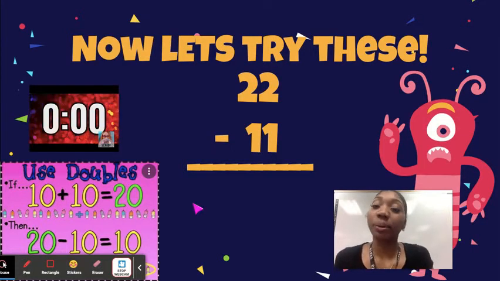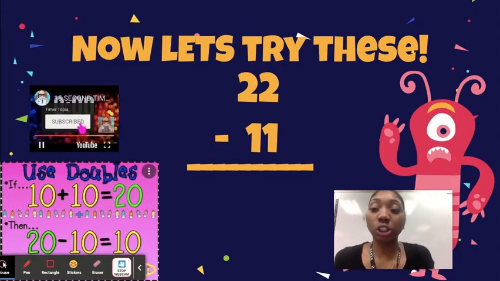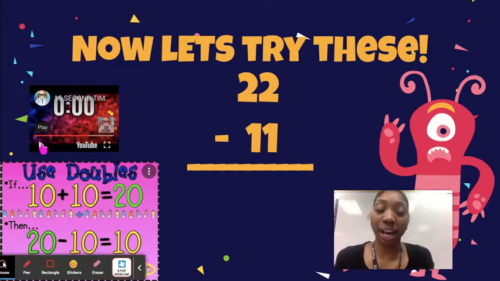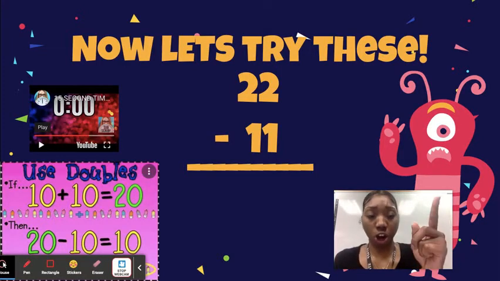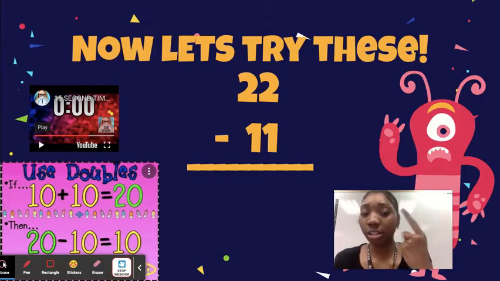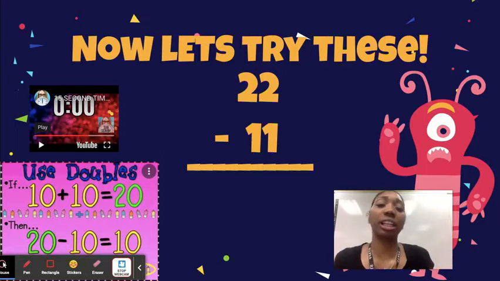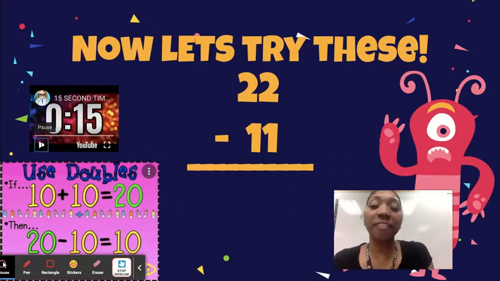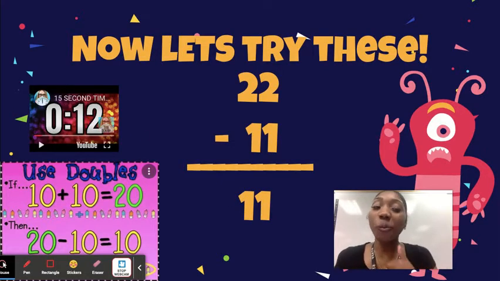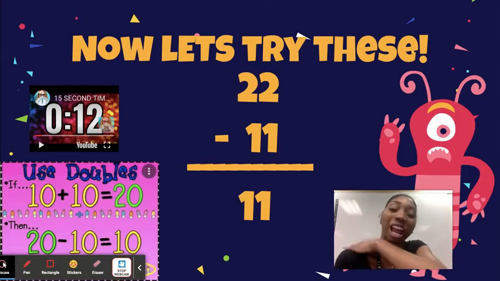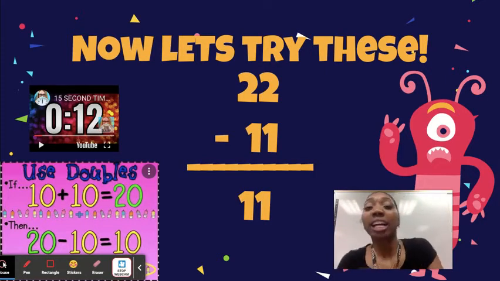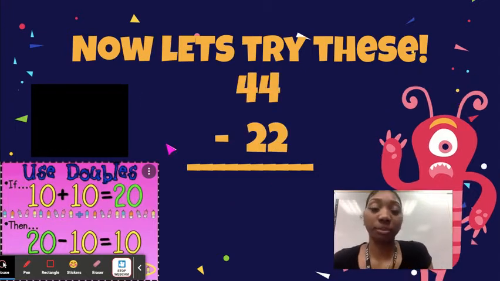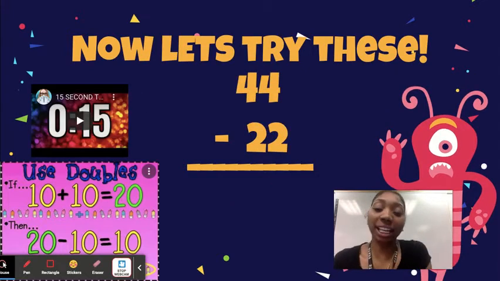Okay, time's up. Let's see now. 22 minus 11. Well, I know that 2 minus 1 is 1. So I'm guessing that 22 minus 11 is 11. Great job. I hope you got 11. Give yourselves a round of applause and a pat on the back. Now, let's try another one. 44 minus 22. Are you ready? 15 seconds.